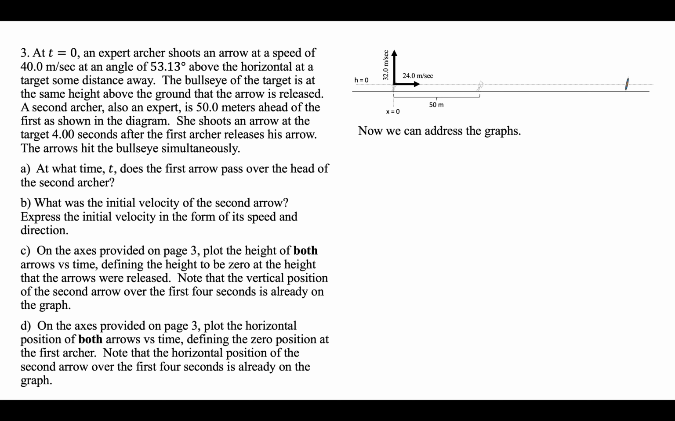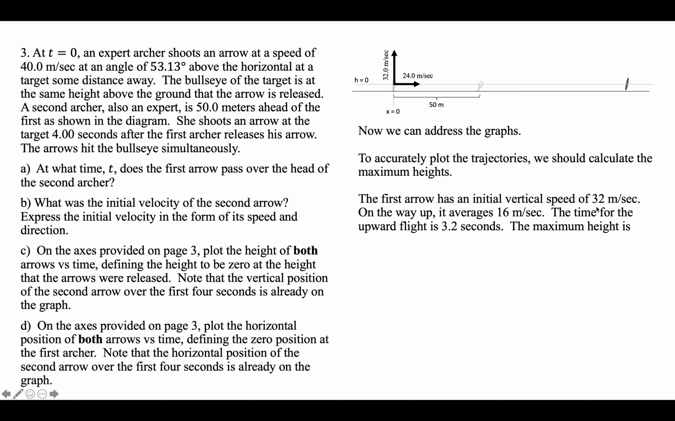If we're going to get the trajectory, we should get the heights. What are the maximum heights? The first arrow has an initial vertical speed of 32 meters per second. It stops at the peak. On the way up, it averages 16 meters per second upwards. The time for the upward flight is 3.2 seconds. The maximum height is just 16 meters per second times 3.2 seconds, 51.2 meters.